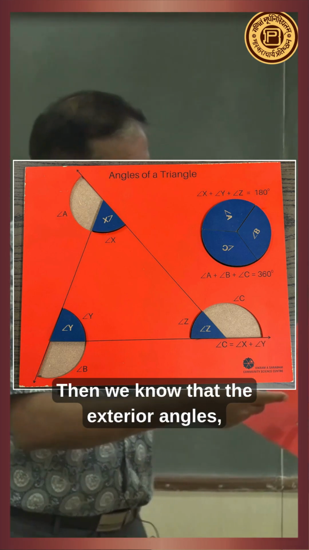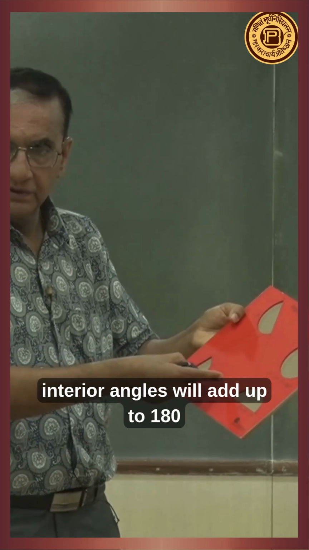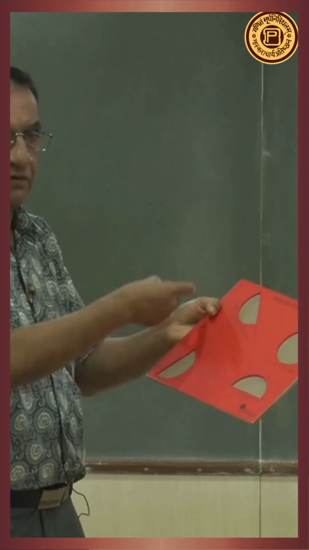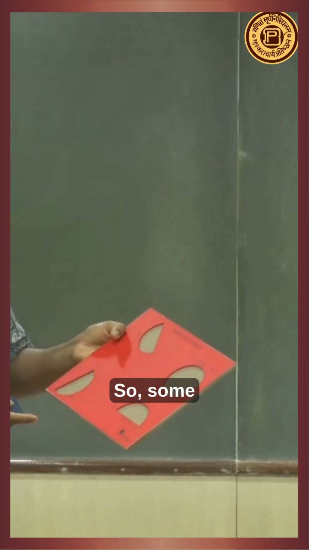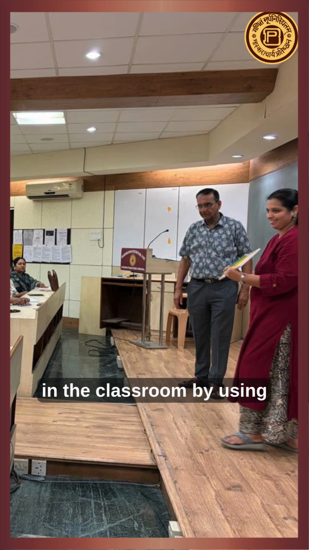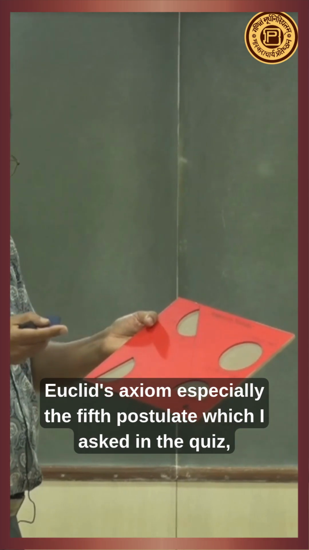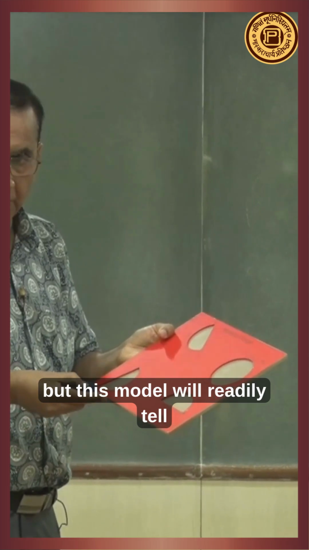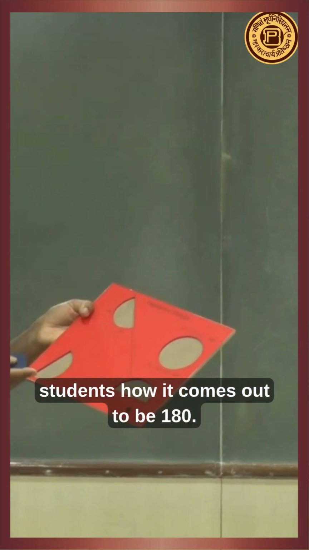Then we know that the interior angles will add up to 180 and the exterior angles will add up to 360. The sum of the angles of a triangle being 180 is proved in the classroom by using Euclid's axiom, especially the fifth postulate which I asked in the quiz. But this model will readily tell students how it comes out to be 180.